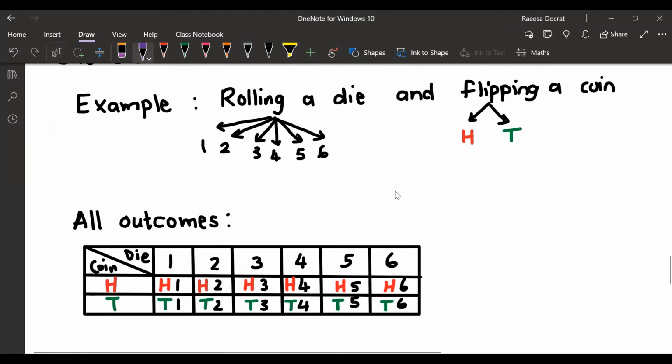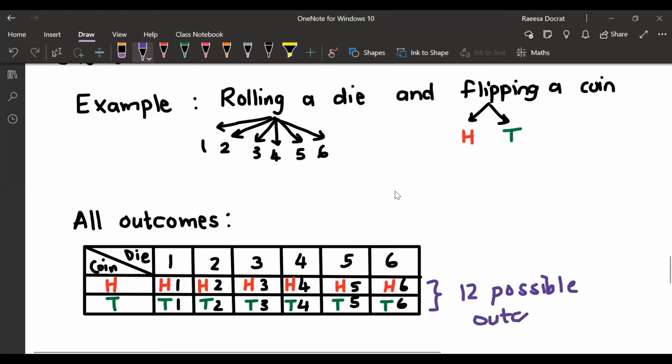So from a die, you can get either 1, 2, 3, 4, 5, 6. And from a coin, you can get either a head or tail. So you can get these over here, all of the possible outcomes. You can get a head and a 1, a head on the coin and a 2, a head on the coin and a 3 on the die, a head on the coin and a 4 on the die, a head on the coin and a 5 on the die, and a head on the coin and a 6 on the die. And the same thing for 1, 2, 3, 4, 5, 6 on the die for a tail. So in total, you can get 12 possible outcomes.